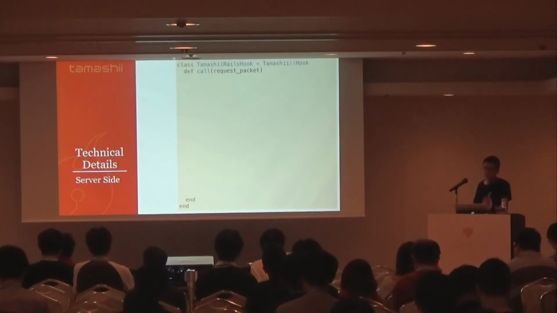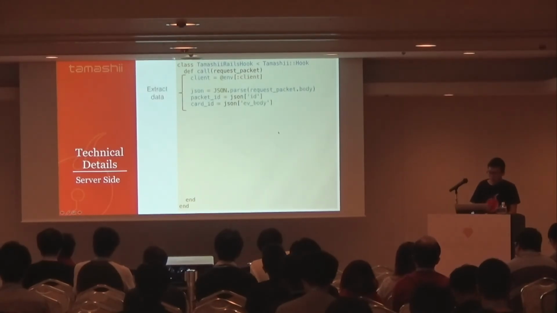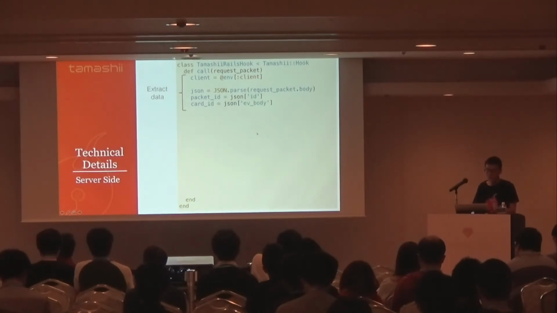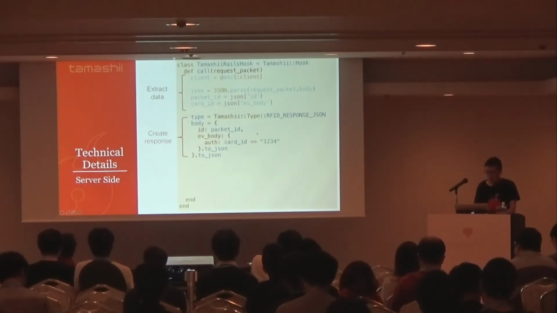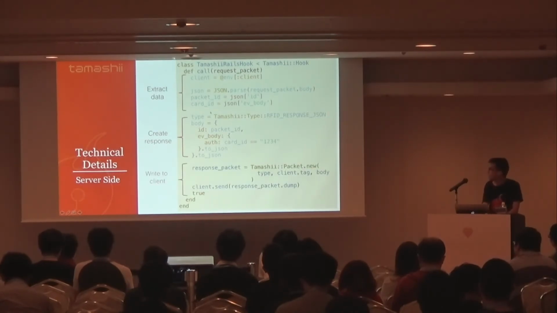We will first look at the example code for using the Rails hook. You can also find this code on our Tamashii website. The packet data will be passed by the parameter of this method. We will first extract the data from this packet. Then, we will build the response packet here. In this example, we only play one sound for the card with ID 1234. We will pack this response into JSON format, and then we will serialize this data, and finally we will send the data to the devices.